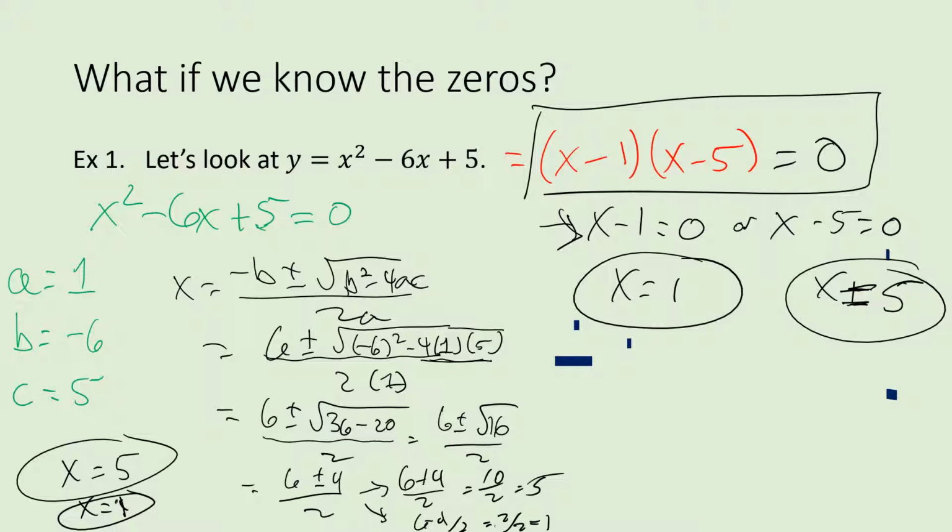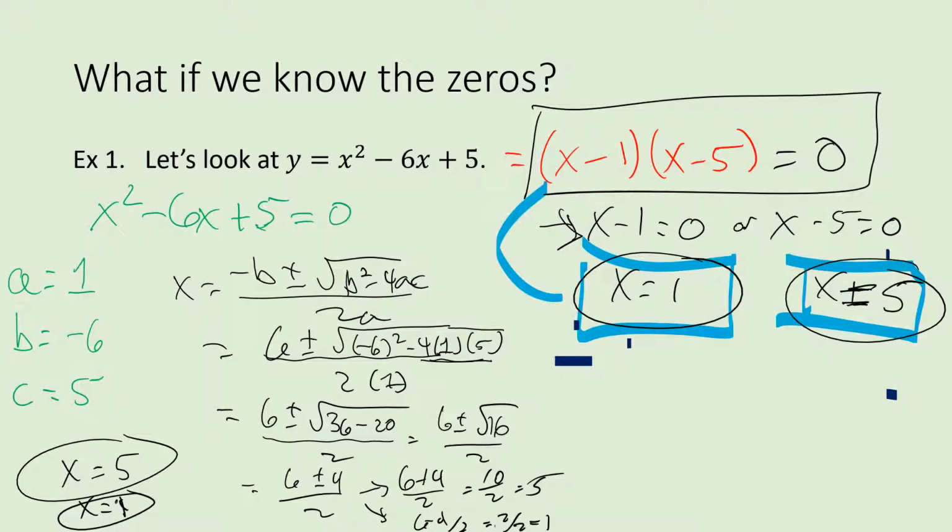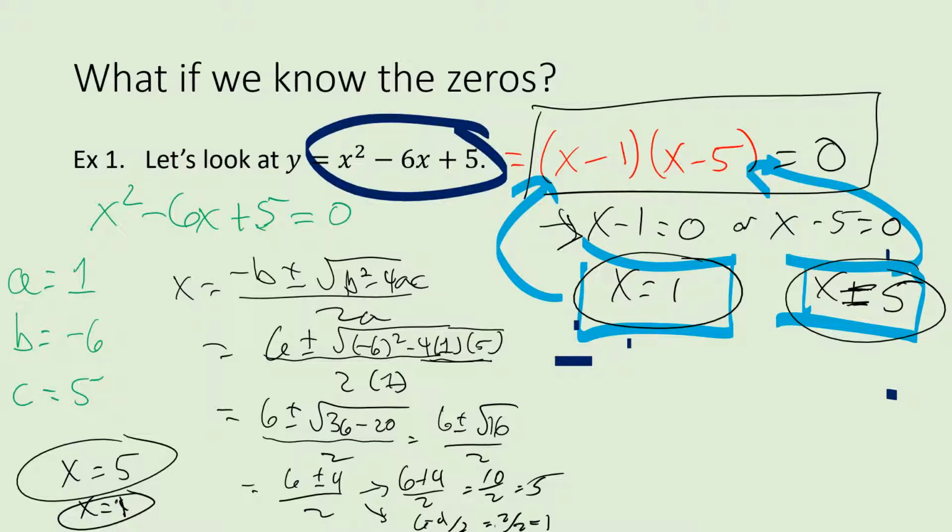So what we're going to do now is, if we know what the zeros are, how can we rewrite our original quadratic in factored form, which will look like that.